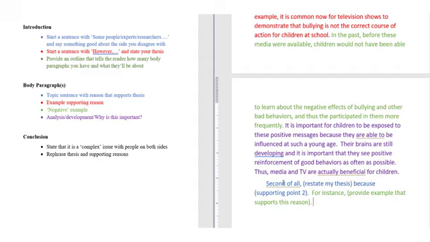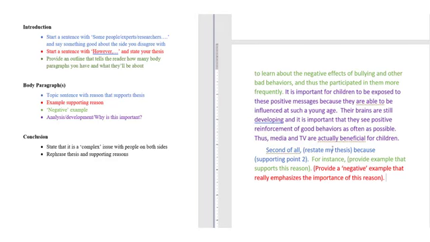Okay, and I'm going to say provide a negative example that really emphasizes the importance of this reason. And then finally, in the color purple, I'm just going to explain why this is important. So this is important because, and then explain why it's important.